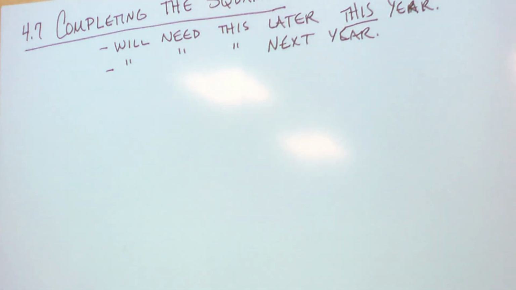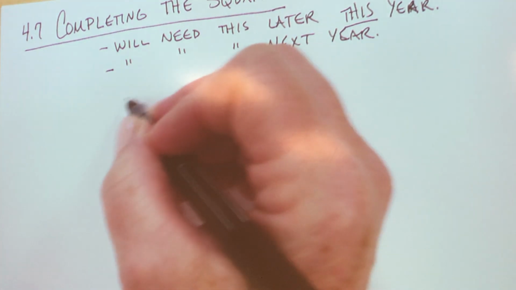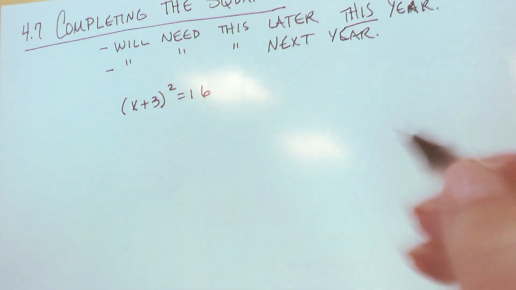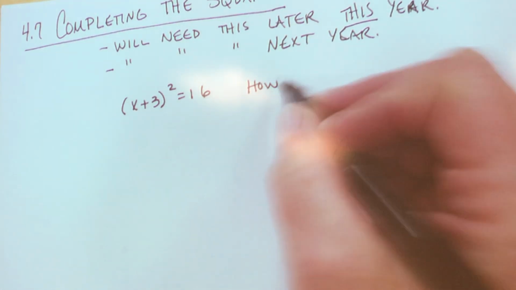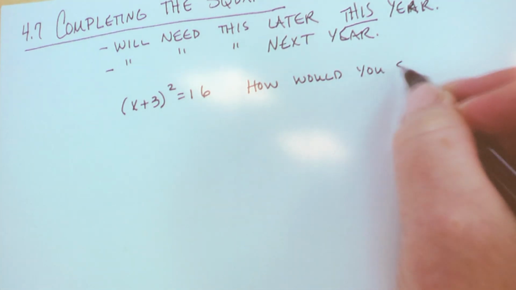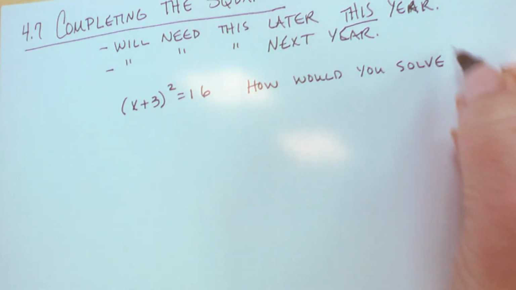So, let's just kind of talk about some stuff first. So, x plus 3 quantity squared equals 16. Okay? Tell me, how would you solve this? Square root of it. Yeah.